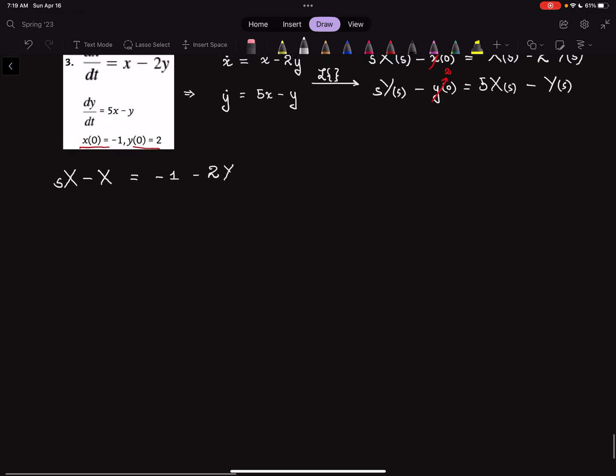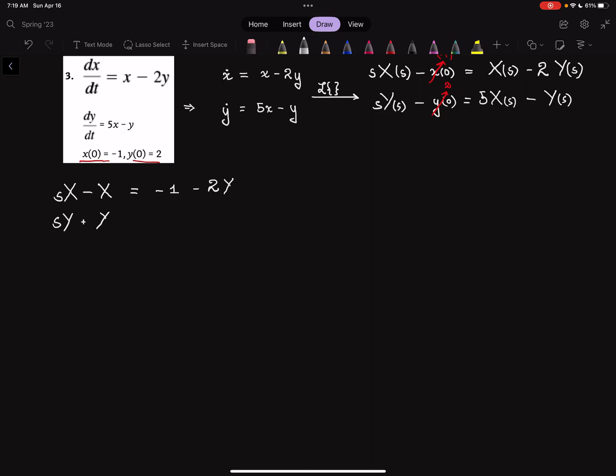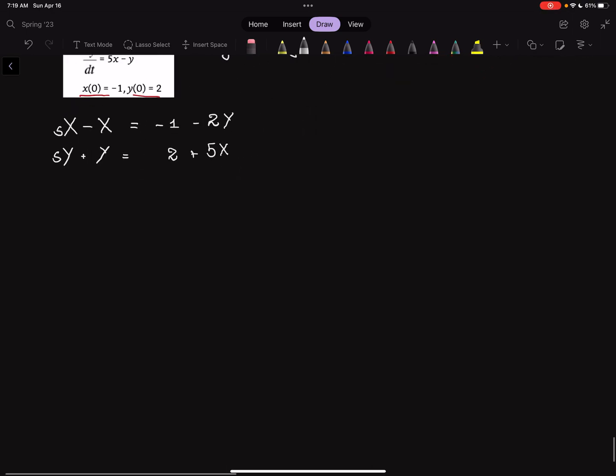Now let's go over to the bottom and let's do a similar thing. We add the big Y to both sides, so we get s times big Y plus big Y right here. And all of that is going to be equal to, we have that -2, which we bring to the other side, so that's going to be positive 2 plus 5 big X. Now we can factor out the big X and Y.